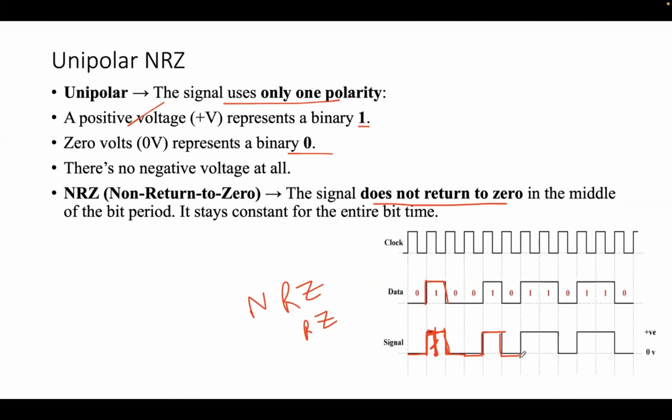When we get 1 again, move to positive. Again we have a second one, so it should be positive only. When we get 0, again go to 0 and it remains 0 for the entire bit frame. For the entire bit time, it remains 0. And when we get 1, again move to positive. Again we have one more 1, stay on the positive side only. When we get 0, move to 0. So this is how the signal will be represented.